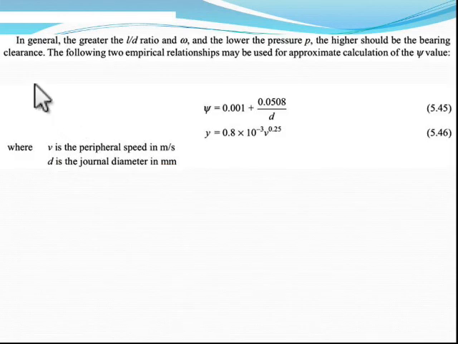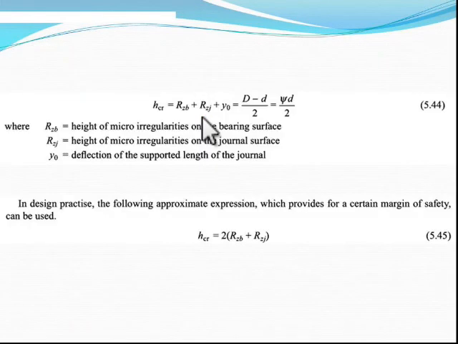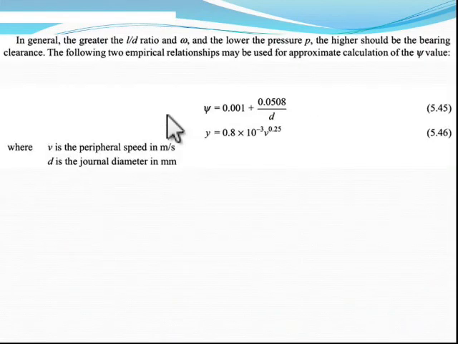There are some more empirical expressions. Here is an expression which relates psi to d. If one has to choose a value of psi and knows the diameter of the journal, then this empirical expression gives a value of psi, which can again be plugged into this expression right here, 5.44, and by which we can calculate the HCR value.